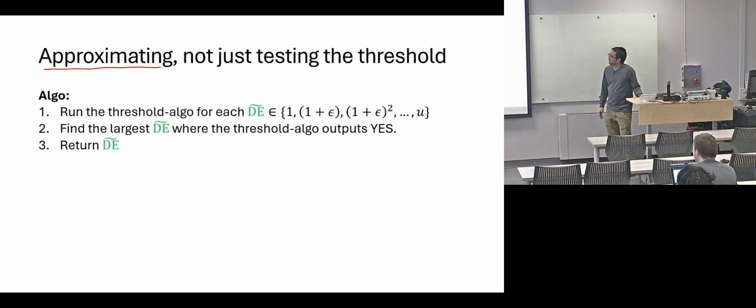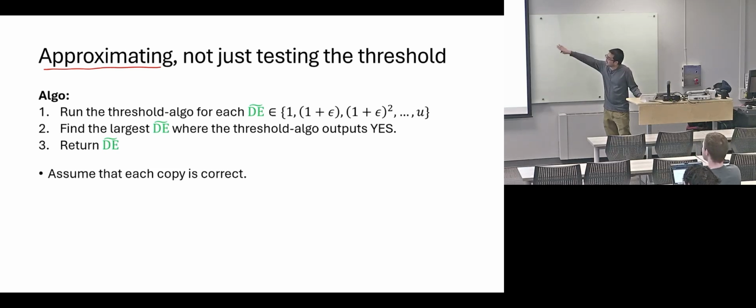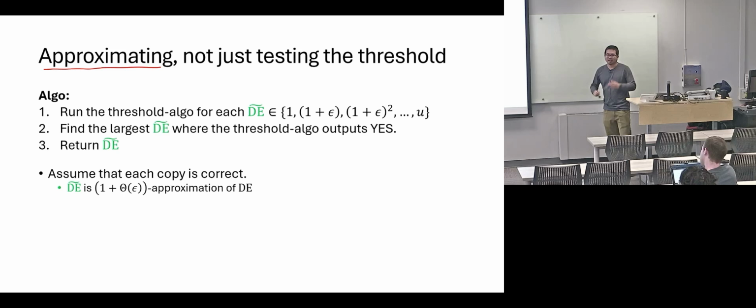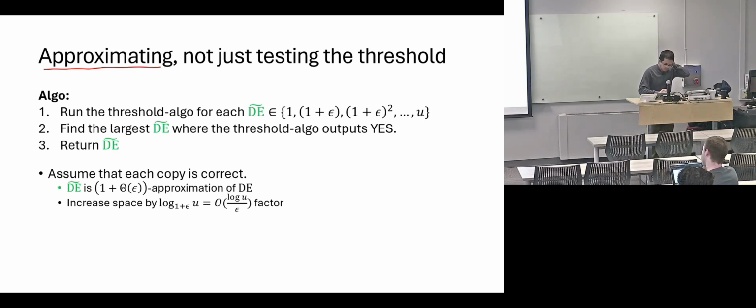Really natural, right? Suppose that every copy for each threshold is correct, then what you return would be a 1 plus epsilon approximation, because each of the thresholds is just a 1 plus epsilon gap from each other. So you would return the correct answer. And how many copies are there here? It's just log of u base 1 plus epsilon. So that's just log u over epsilon. So it increased the space by this factor, which is still pretty small.